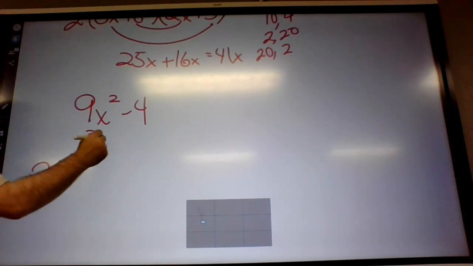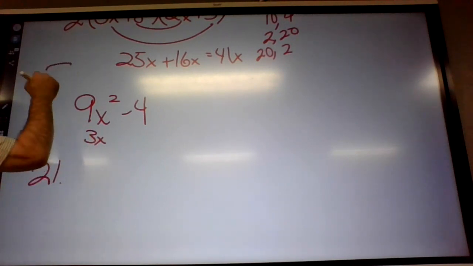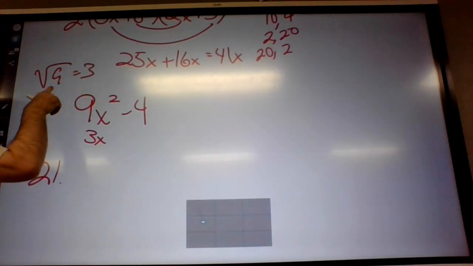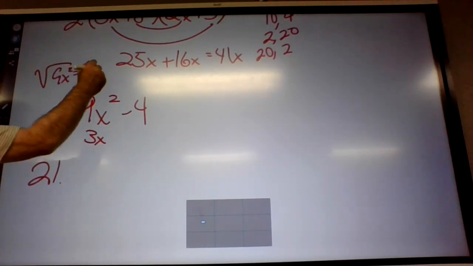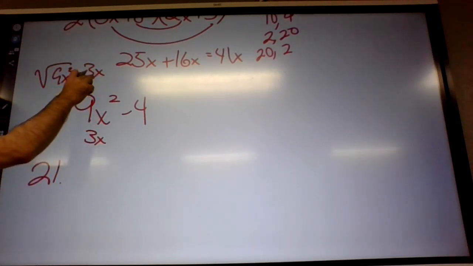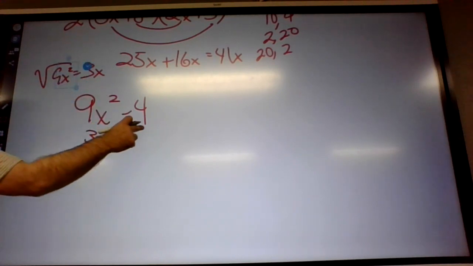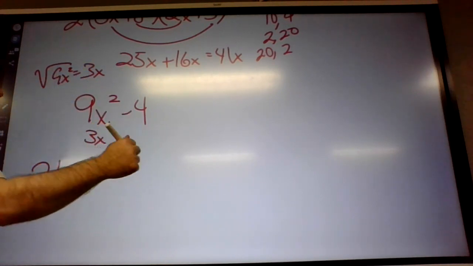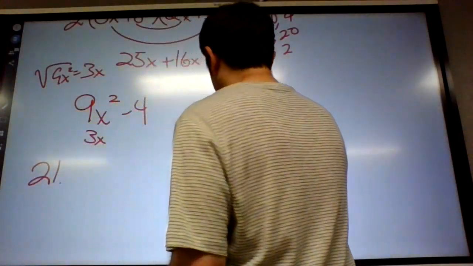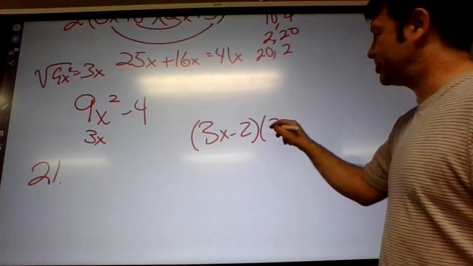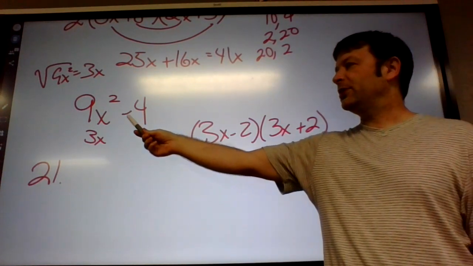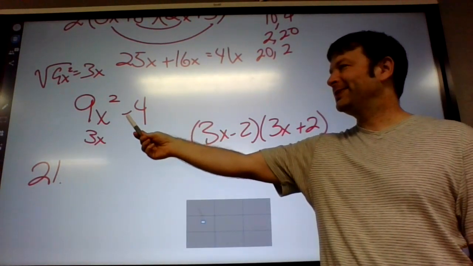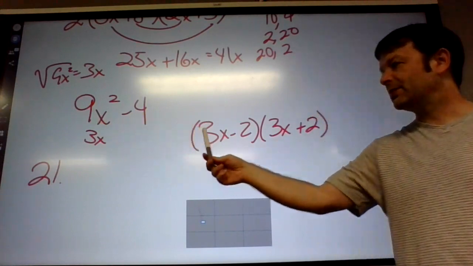3x. Square root means what times itself equals that. The square root of 9 is 3. The square root of x squared is x. Square root of 9x squared is 3x, because this times itself would equal that. What's the square root of 4? 2. So this would be 3x minus 2 and 3x plus 2. One of each. It only works if this is a minus and these are both squares.